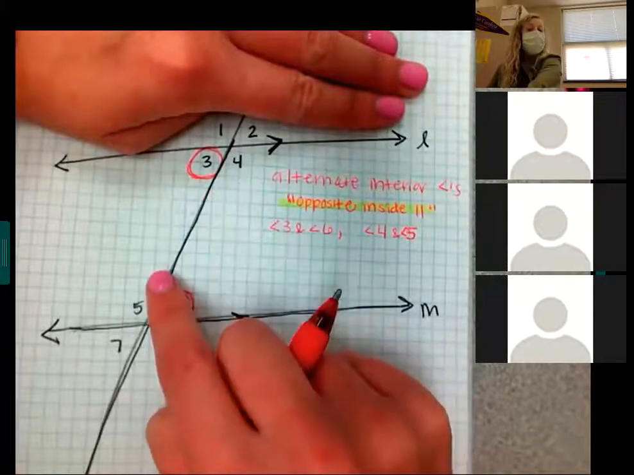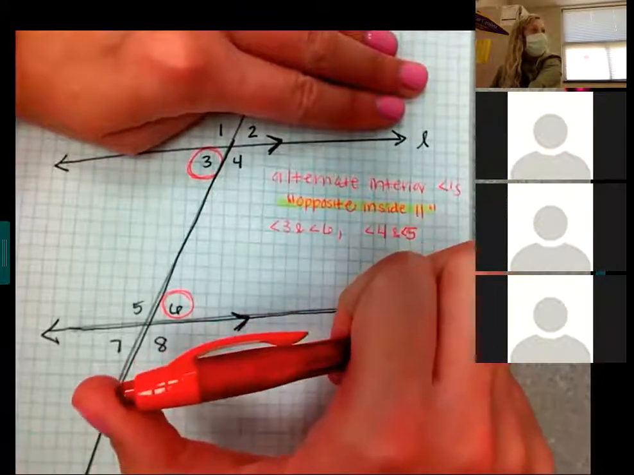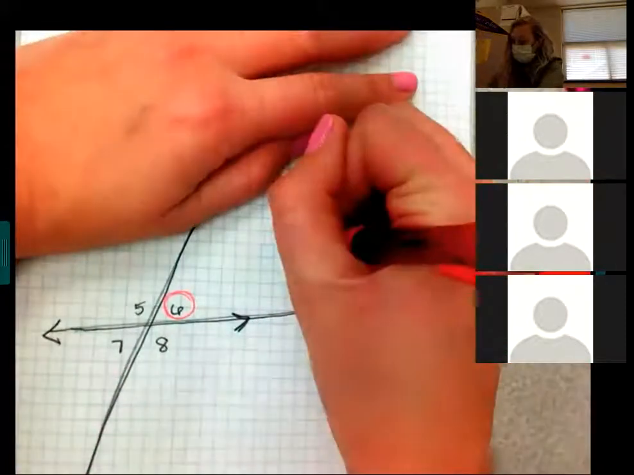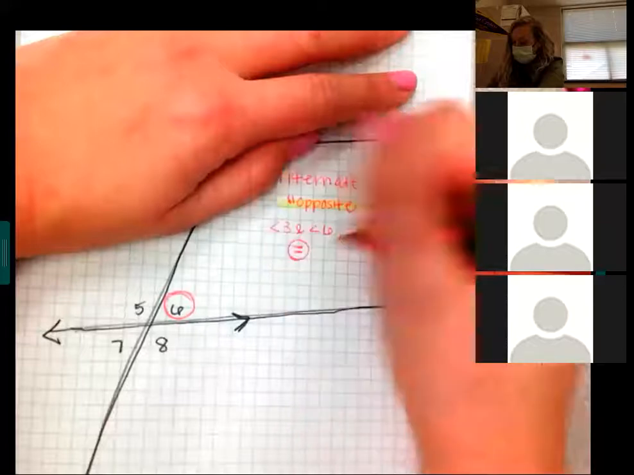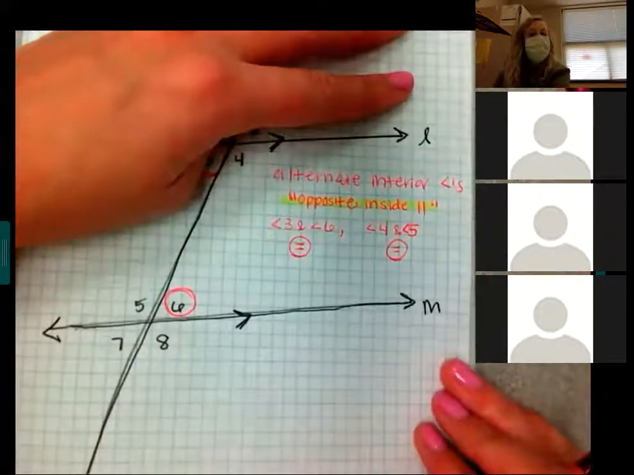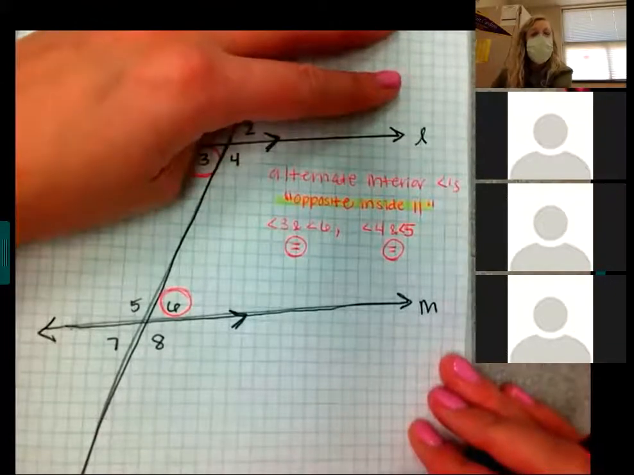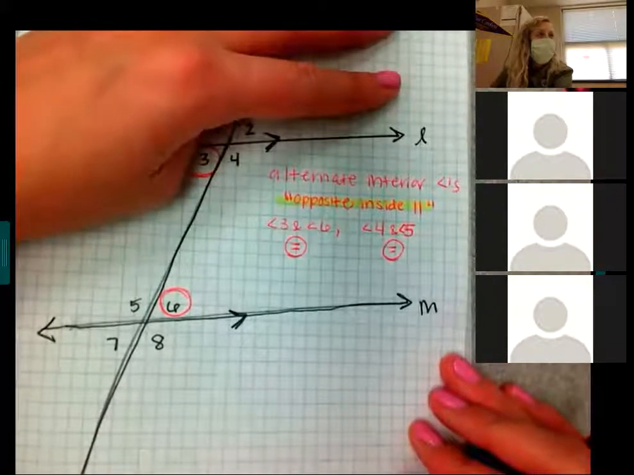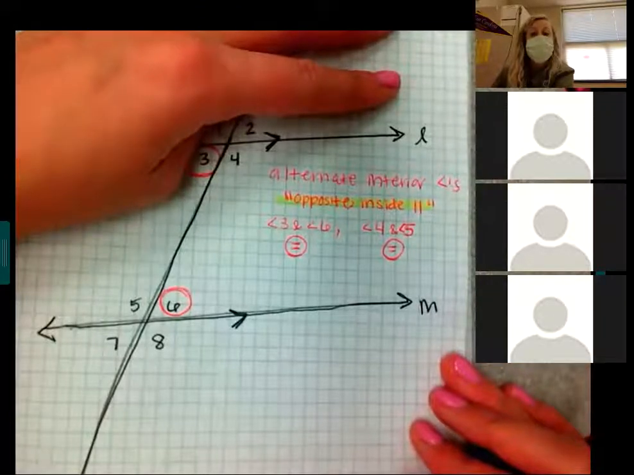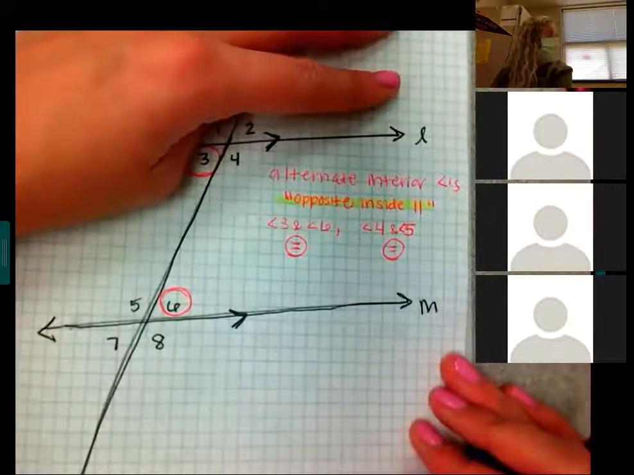So what this means is angle 3 and angle 6 will be equal. Angle 4 and angle 5 will be equal. Do I need to write that? Let's write it just in case. Just put an equal sign underneath them. Those two are equal, and these two are equal. Alternate interior angles are equal to each other. So if you know one of them is 70, then this alternate interior is also 70. We okay? Okay.